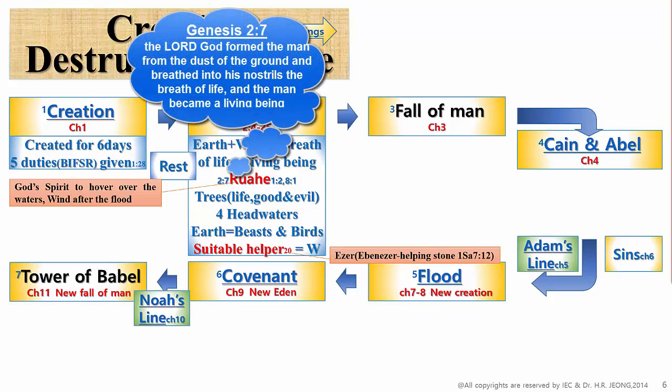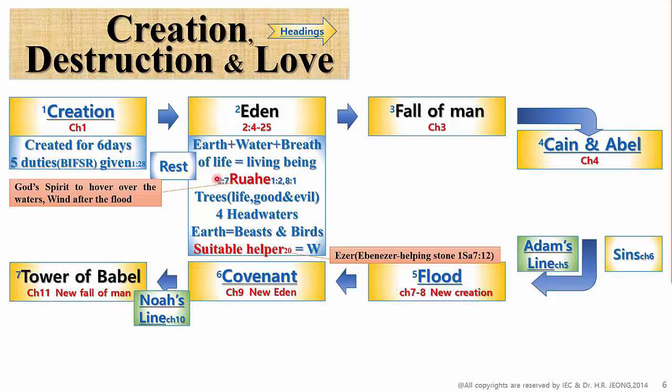Chapter 2 also describes how God created life from dust. "The Lord God formed the man from the dust of the ground and breathed into his nostrils the breath of life." Genesis chapter 2 verse 7. Please remember the term living being. Who are we? We are living beings with the breath of God.